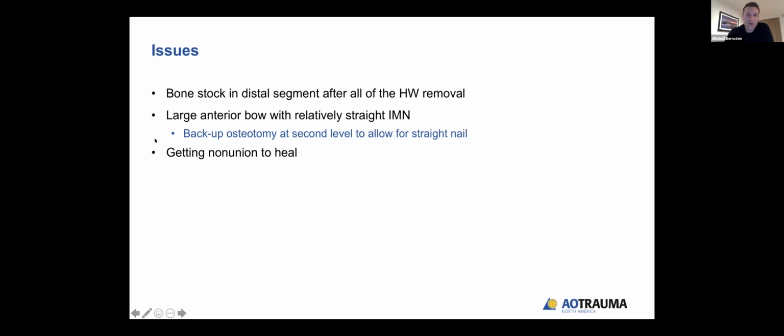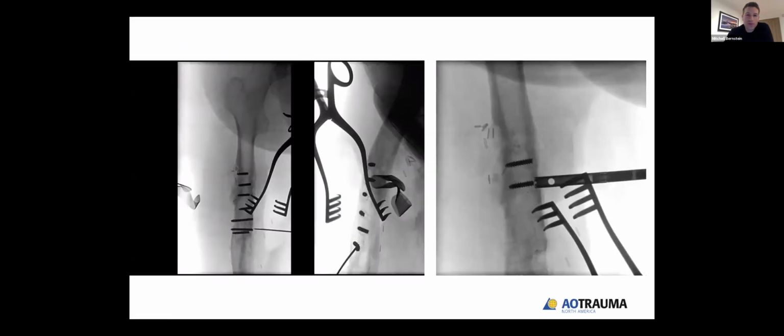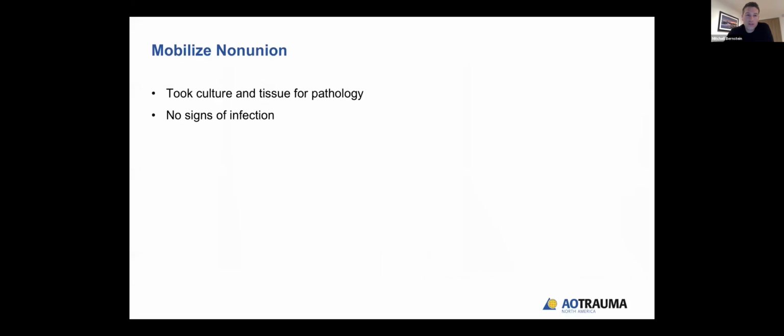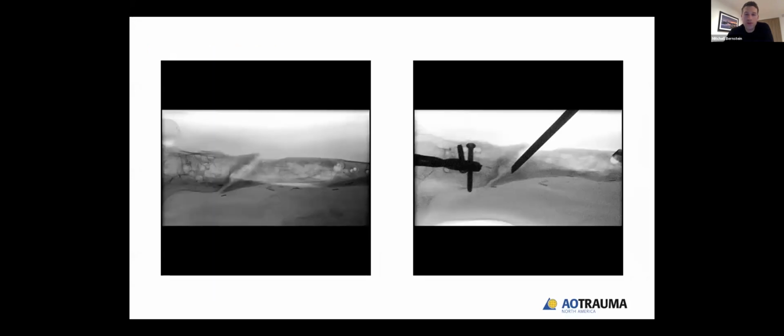So we're planning for a backup second osteotomy. Intraop, this hardware removal took about 2.5 to 3 hours. We do it very carefully, trying to not remove bone stock as you take the trephines. So we took all the hardware out, took the tissue for culture. There's no signs of pus material coming out. It ended up being aseptic.